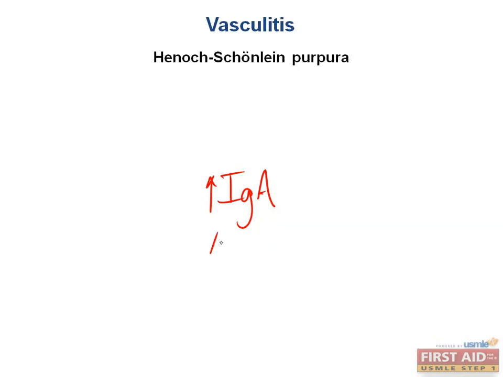So there's some sort of insulting factor. Usually it's an upper respiratory infection, so a URI. And this stimulates an immune response, and for some reason, the immune system responds by giving excessive amounts of IgA. Now, the production of excessive IgA means that we will have lots of this antibody circulating around.